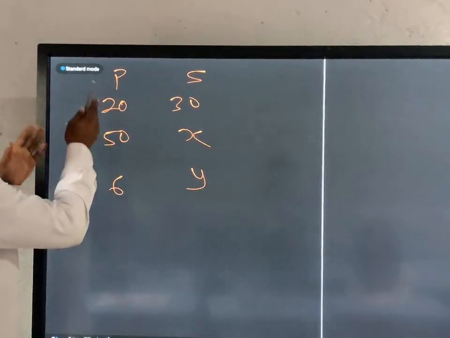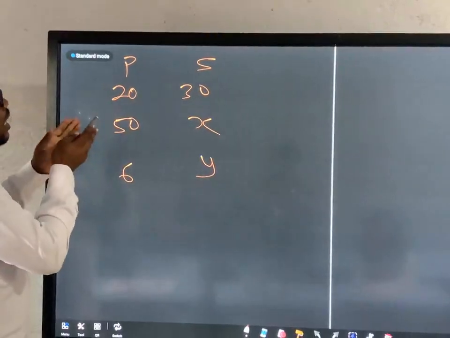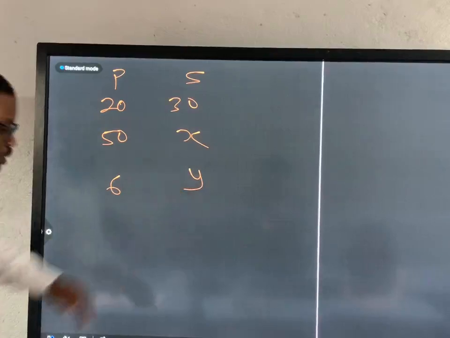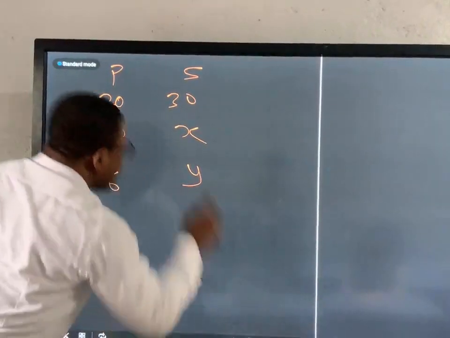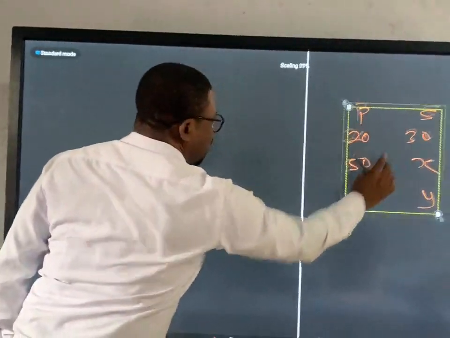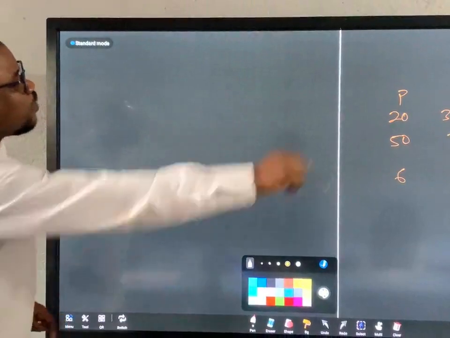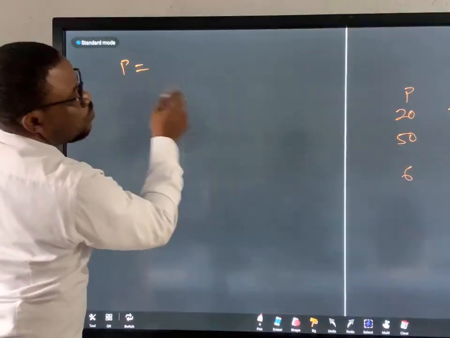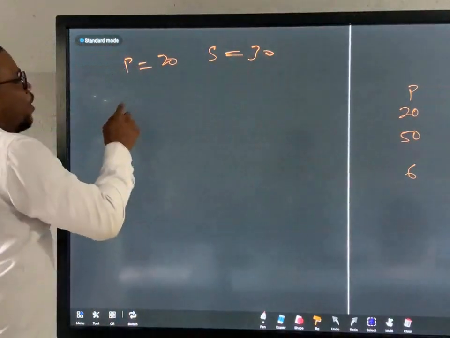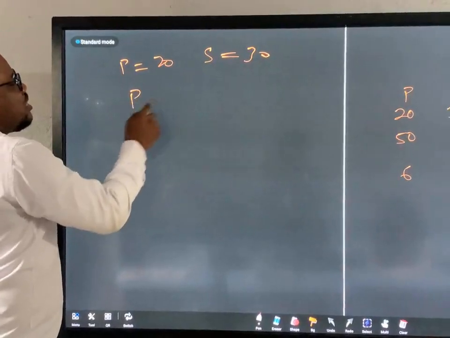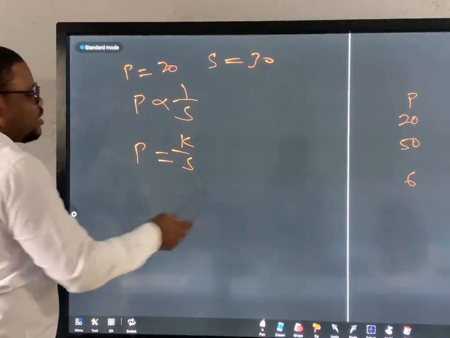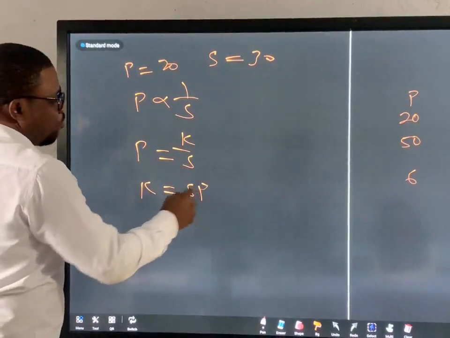So in the first one, I have 20 people for 30 seconds. Next I have 50 people for x seconds. And I have 6 people for y seconds. Let's see how this is going to play out. P is equal to 20 and S is equal to 30. I want to write that P is inversely proportional to S. That means P will be equal to k over S, meaning that k is going to be equal to PS.